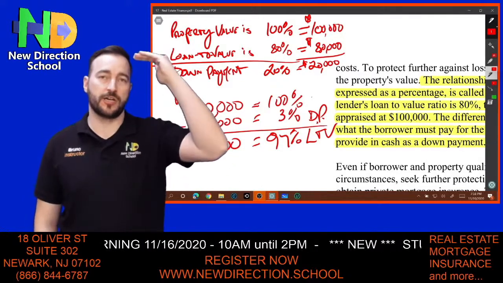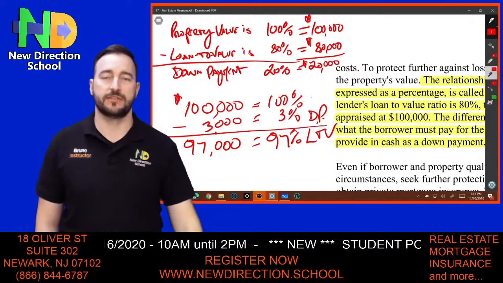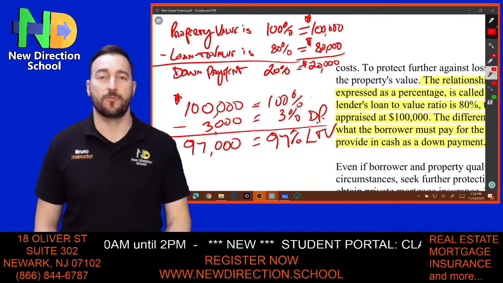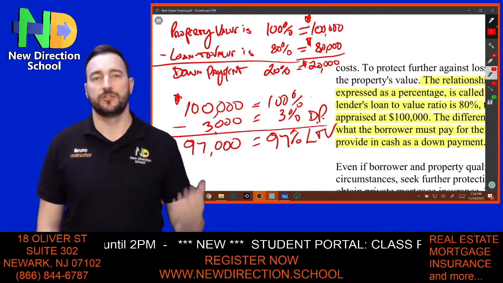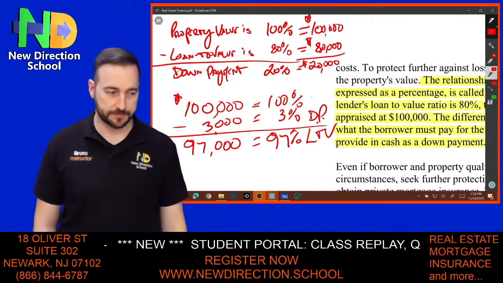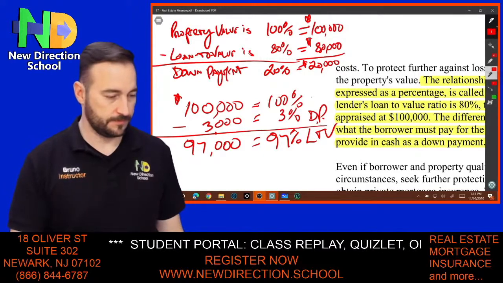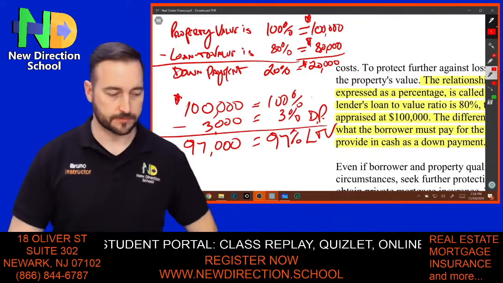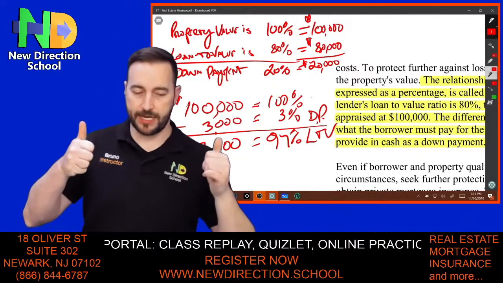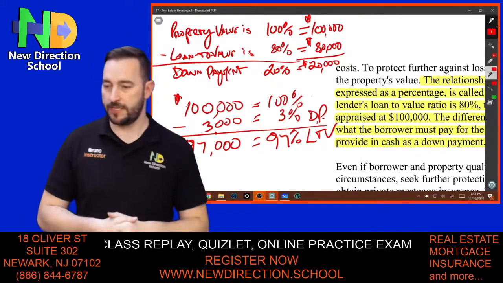So loan to value and down payment, they're interchangeable. They're all based on 100% value, right? So 100% purchase price or value, minus the down payment equals LTV. 100% minus the LTV equals down payment. They're always interchangeable. You good? Give me a thumbs up if you got it. Great.